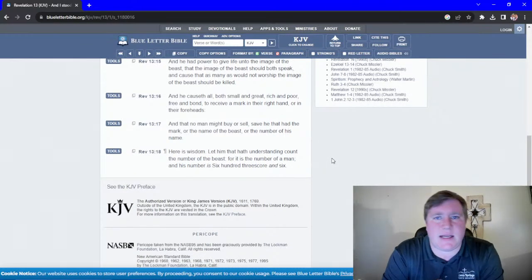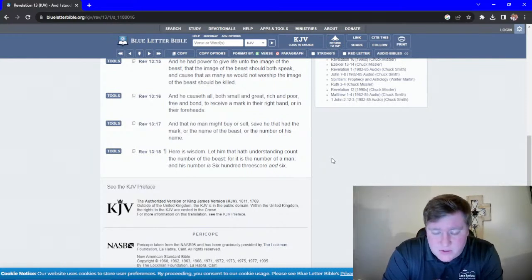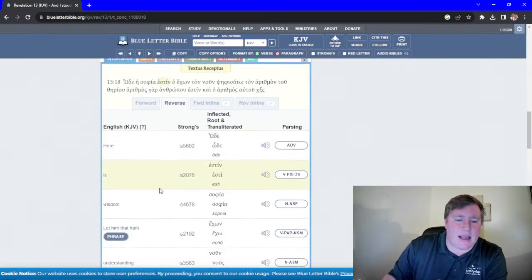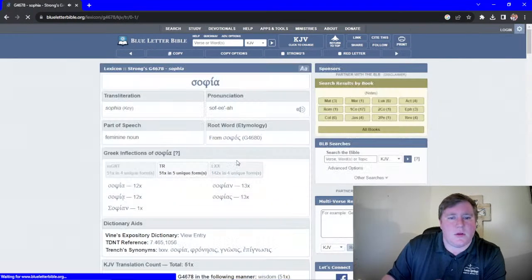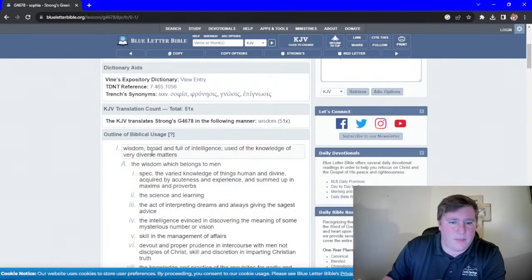And finally, verse 18, the one that everybody always, this is the most contested thing talked about in the Bible. I'm sorry, that sounded terrible. Here is wisdom. So what John is actually saying, Sophia is wisdom in Greek. Strong's G4678, Sophia. What does it mean? Wisdom.